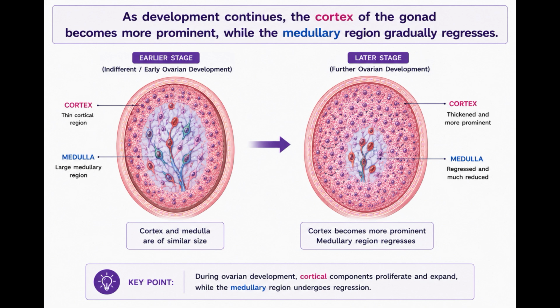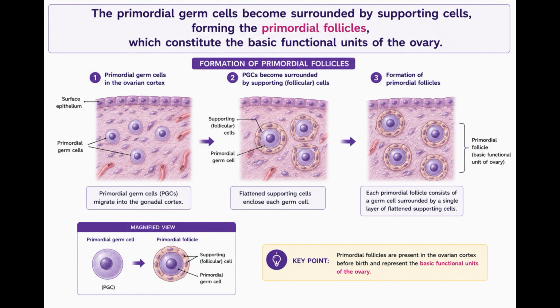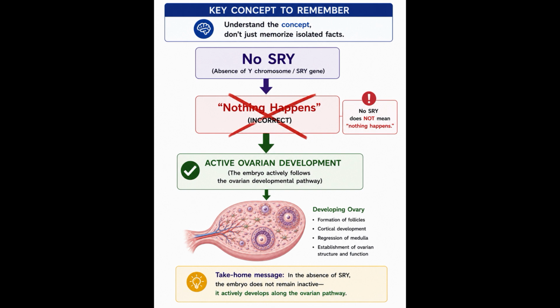As development continues, the cortex of the gonad becomes more prominent, while the medullary region gradually regresses. The primordial germ cells become surrounded by supporting cells, forming the primordial follicles, which constitute the basic functional units of the ovary. So remember this concept rather than memorizing isolated facts. No SRY does not mean nothing happens. It means the embryo actively follows the ovarian developmental pathway.